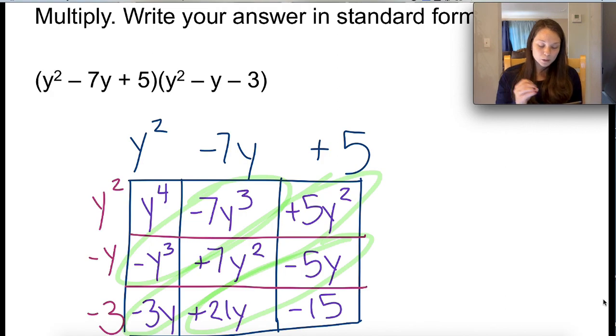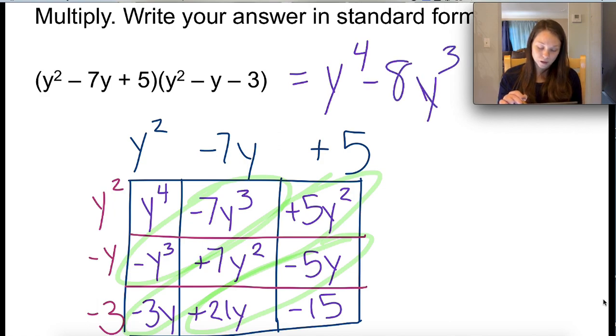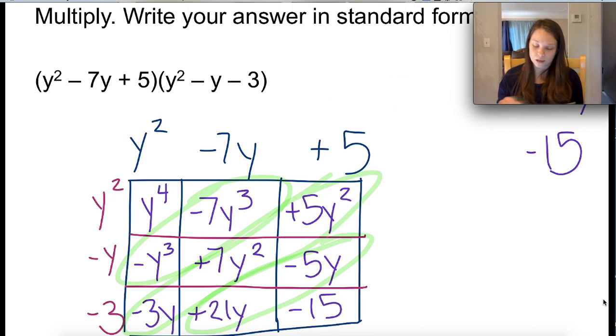So combining like terms, we end up with y to the 4th minus 8y cubed. And then we get plus 9y squared plus 16y, and then minus 15. So I ran out of a little bit of room here. I wrote a little too big. So let me write a little bit smaller here.